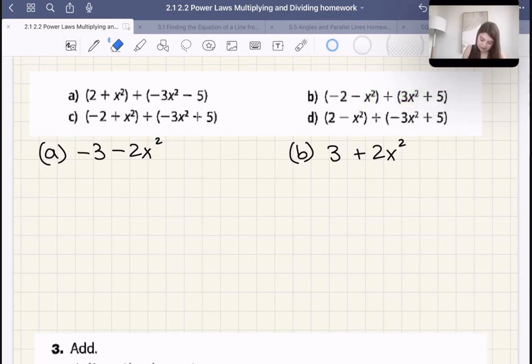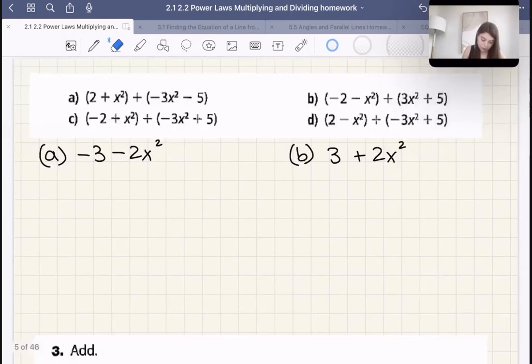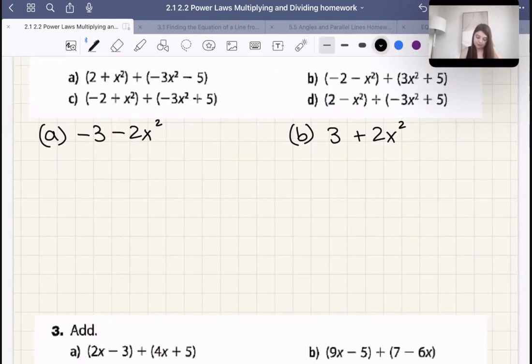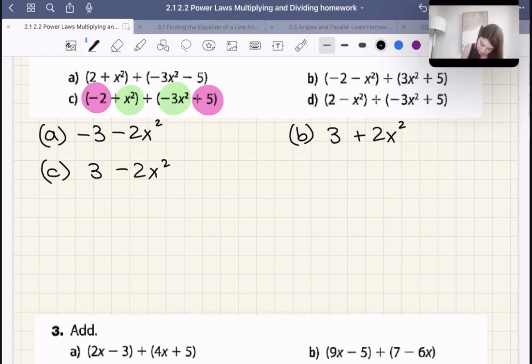All right, let's do C and D. They're very similar, but there's only two more questions, so I will go through those as well. So for C, what are the like terms here? Well, negative 2 and 5 are like terms. They're both constants. And then x squared and minus 3x squared are like terms. So negative 2 plus 5 would be 3, and then x squared minus 3x squared is negative 2x squared. Very good. I'm just noticing all these problems are very similar. They just changed around where the negative signs are, but they're very similar problems.